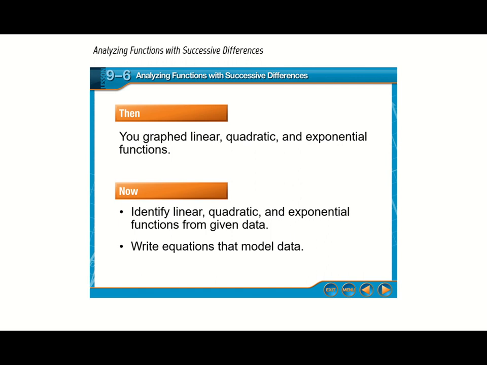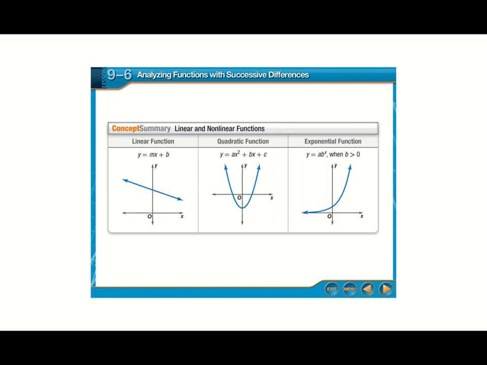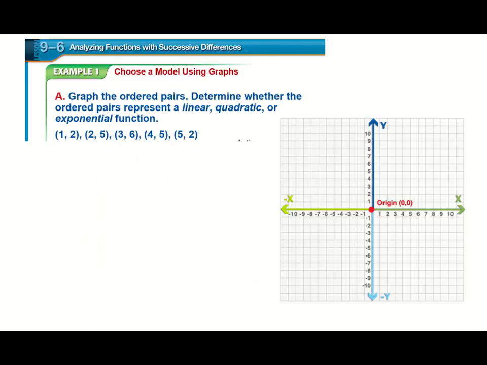Okay, in this section, we are analyzing functions with successive differences in 9.6. We're going to identify linear, quadratic, and exponential functions from given data, and then write equations that model that data. These are all the different types of functions that we've already done. So you have linear, quadratic, and exponential, and you've already learned that in previous chapters, but now we're kind of putting all of it together.